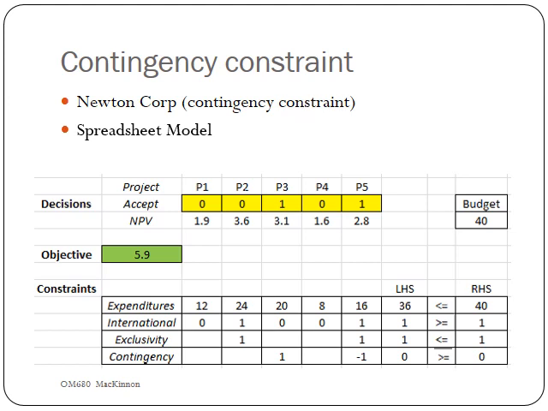So now we are constraining this by budget. We are constraining this by choosing an international one, and so we've chosen P5. We have constrained it by exclusivity, so we cannot choose both P2 and P5. And we also are constraining it by contingency, meaning that if we choose P5, we must also choose P3. And so as we continue to constrain this, our objective continues to go down.